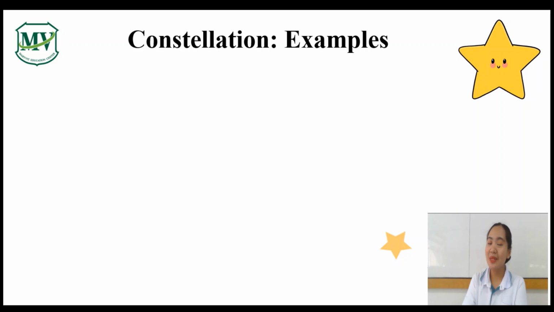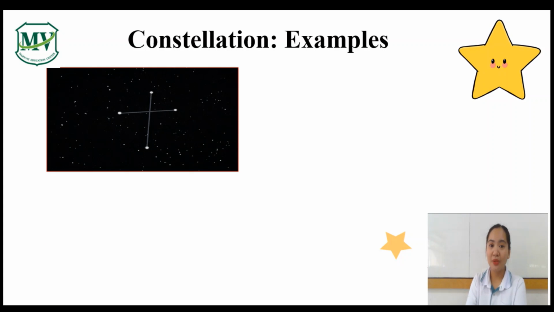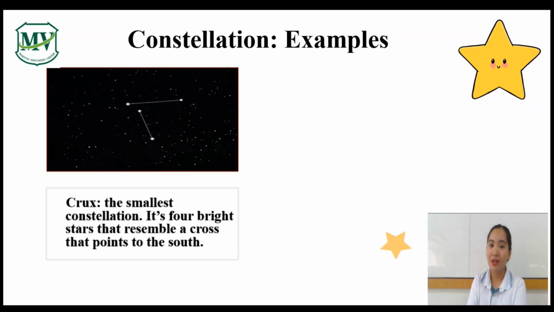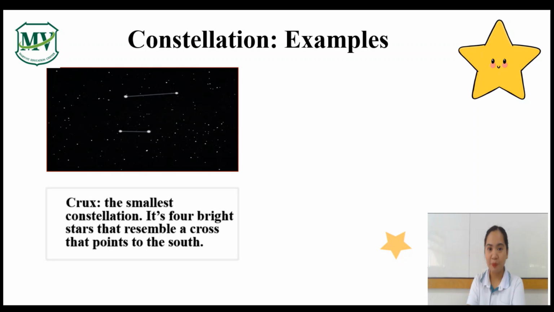Now let's go to some examples of constellations. Are you ready for some stargazing? Alright, now, the first example is what we know as Crux. Crux is the smallest constellation. Its 4 bright stars resemble a cross. This cross is known as the Southern Cross. Why? Because it points to the south.